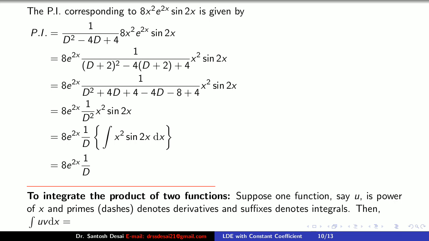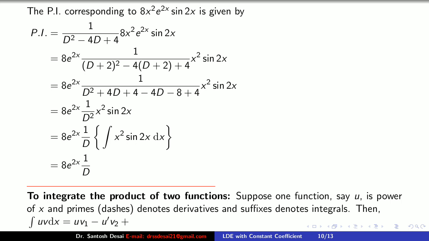While finding this integration of uv, remember that our function u is a power of x and the powers are positive integers. So out of these two functions, let us write the function u as it is first and take the integration of v and denote it by v1. Now we have the two functions u and v1. Again remember the alternating positive and negative signs. Next sign is negative. Now we have the two functions u and v1. So let us write the derivative of u denoted by u dash and take the integration of v1 denoted by v2.